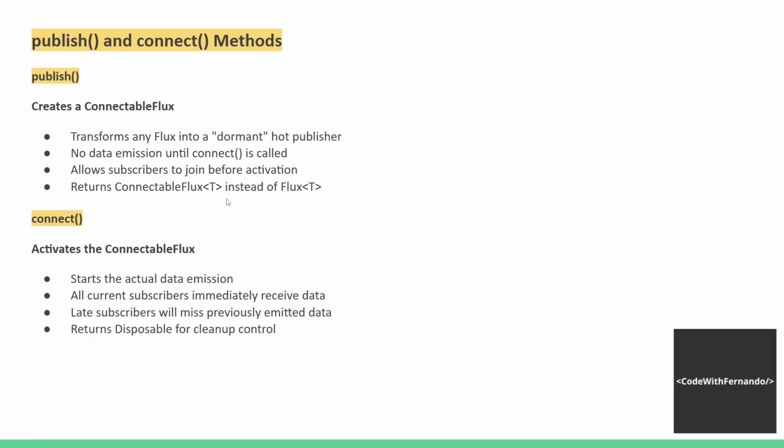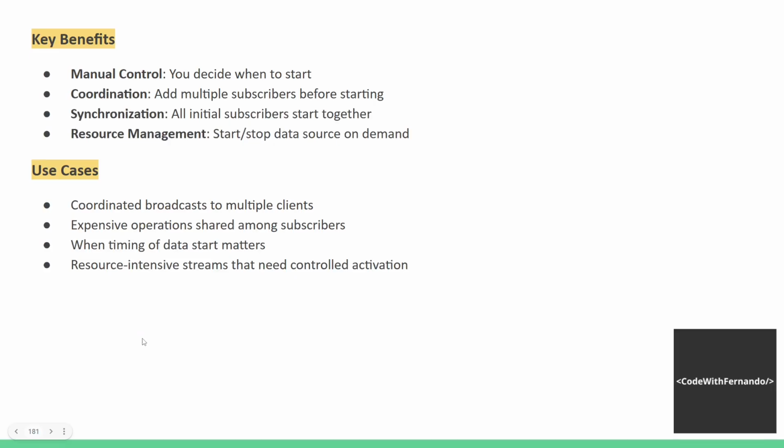Then we are going to use connect. Activates the ConnectableFlux, okay? Starts the actual data emission. All current subscribers immediately receive data. Late subscribers will miss previously emitted data. Returns a Disposable for cleanup control.